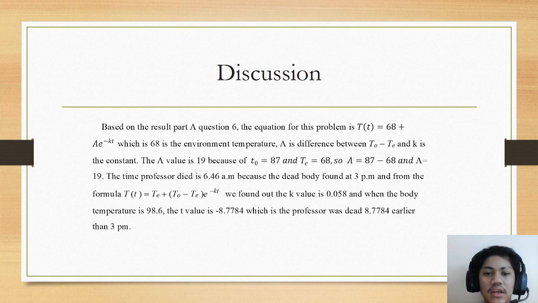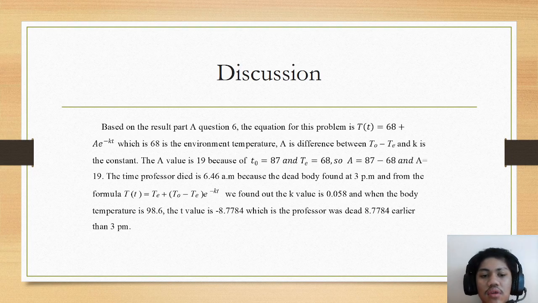Based on the result of part A, question 6, the equation for this problem is T equal to 68 plus A e to the power of negative kt, where 68 is the environment temperature, A is the difference between T0 minus TE, and k is the constant. The A value is 19 because T0 equal to 87 and TE equal to 68. So A is 87 minus 68 and equal to 19. The time the professor died is 6:46 a.m. because the dead body was found at 3 p.m.